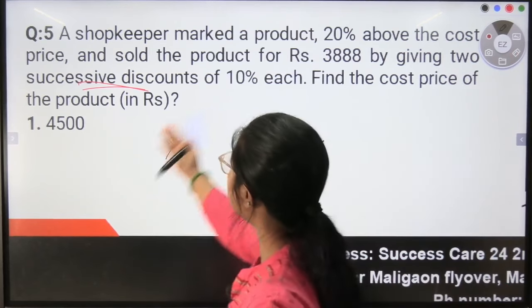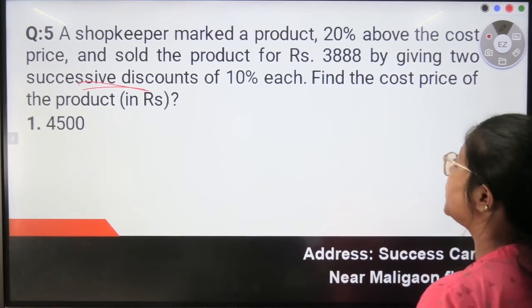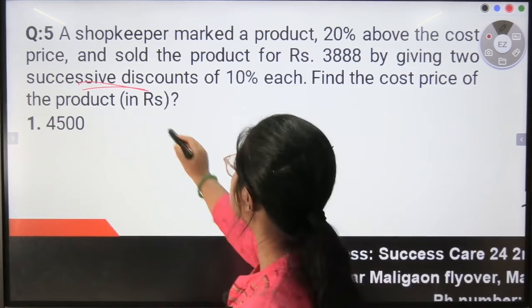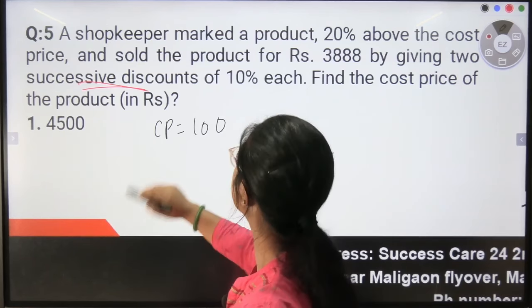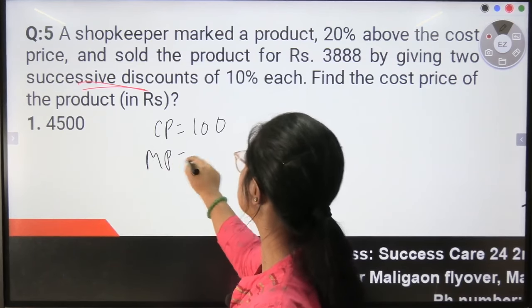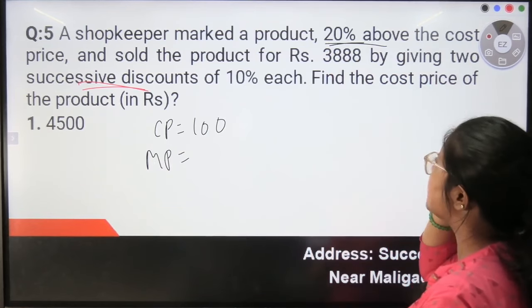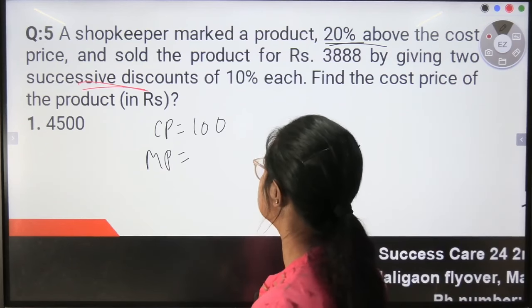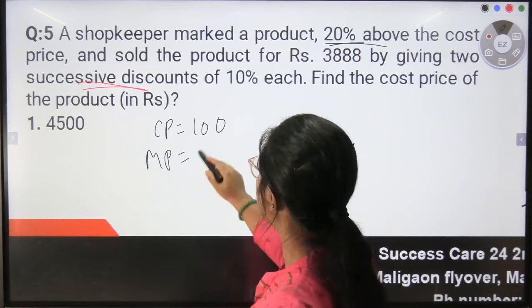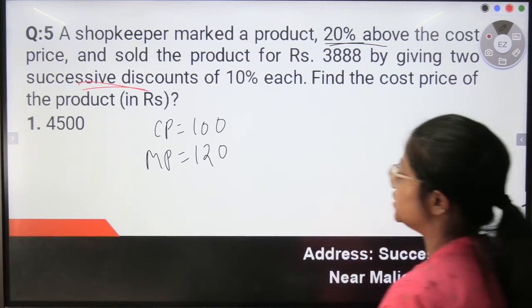Fine. The shopkeeper marked a product 20% above the cost price. So if I consider my cost price to be 100, then what would be my mark price? Since he has marked the product 20% above, my mark price would be how much? 20% of 100 would be how much? 120, isn't it? So 120 would be my mark price.